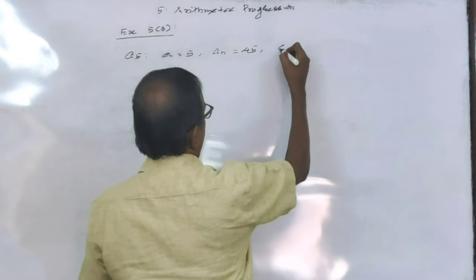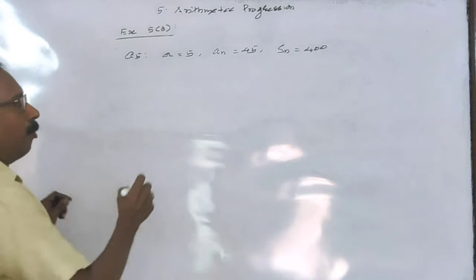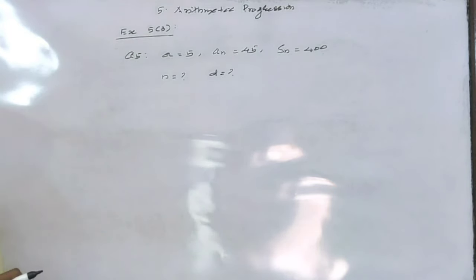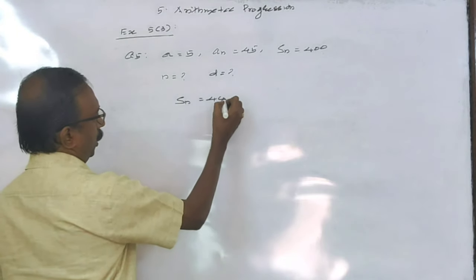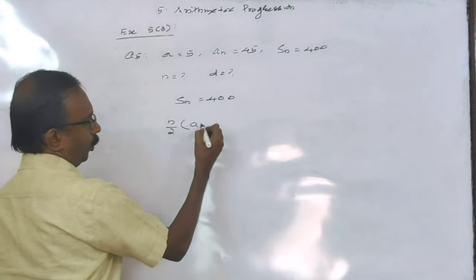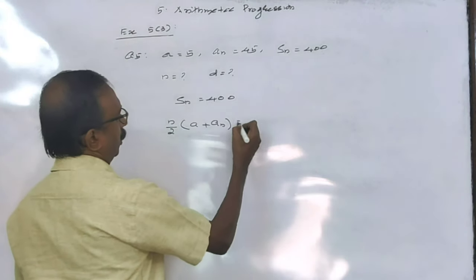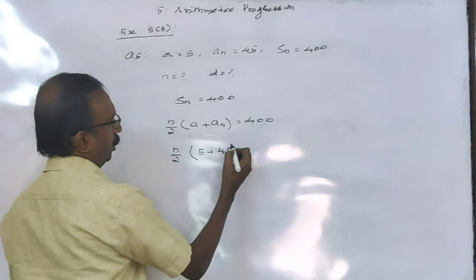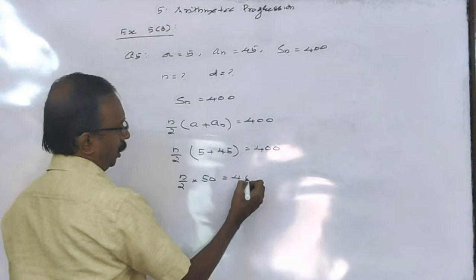The first term is 5, the last term is 45, and the sum is 400. We need the number of terms n and the common difference. So n by 2 into a plus l, that is 5 plus 45, is equal to 400. That is n by 2 into 50 is equal to 400.